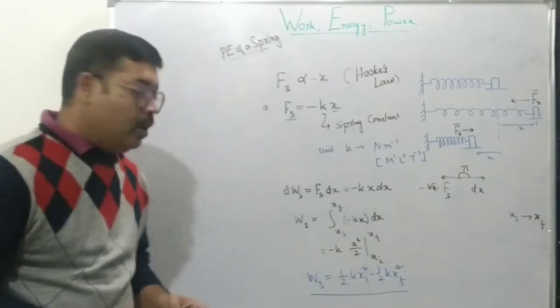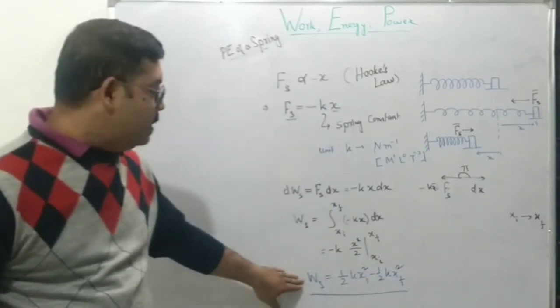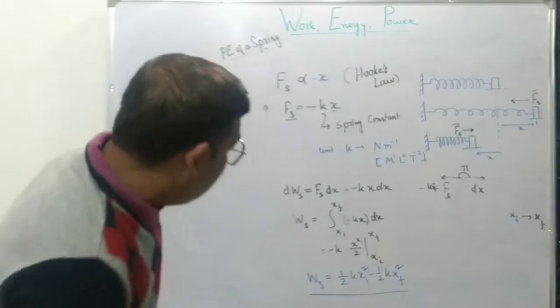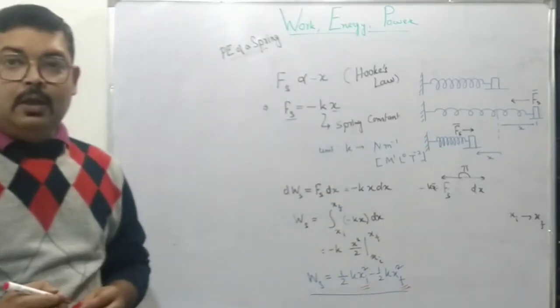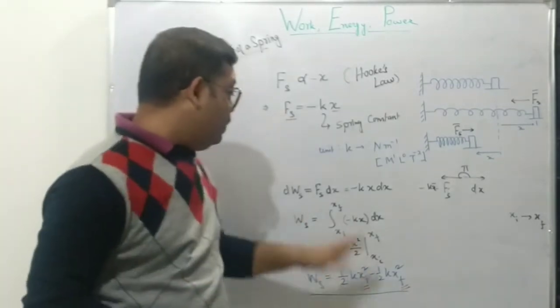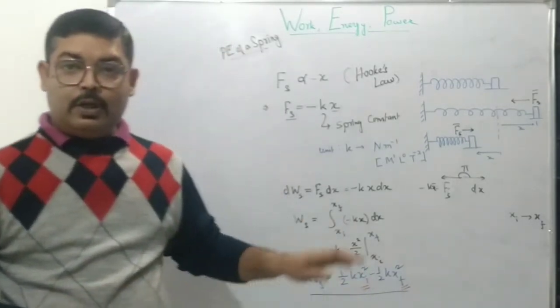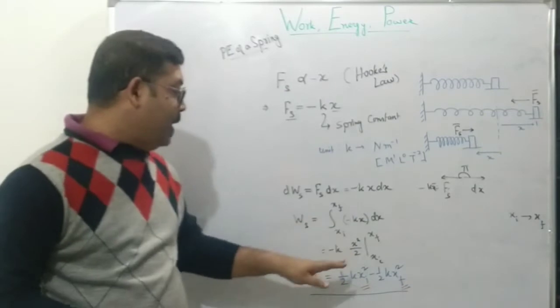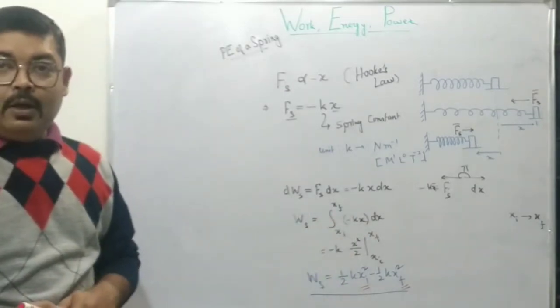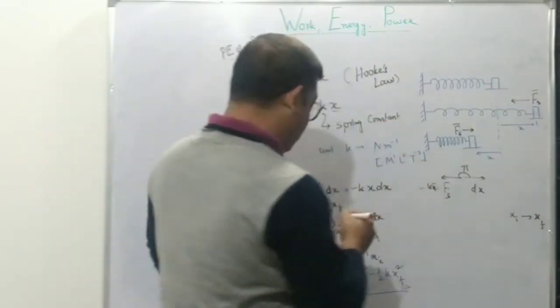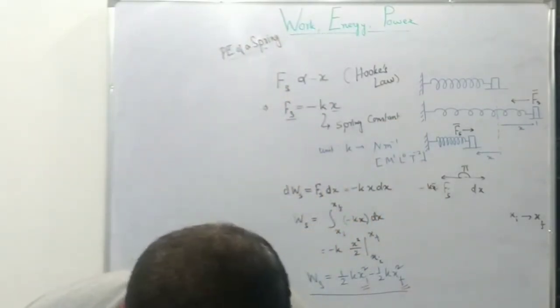So the work done we have seen is dependent on two things only. What was the initial position and what is the final position? We have already discussed in our previous video that if work done by a force depends only on the initial and the final position, then the force will be a conservative force. So spring force is conservative.